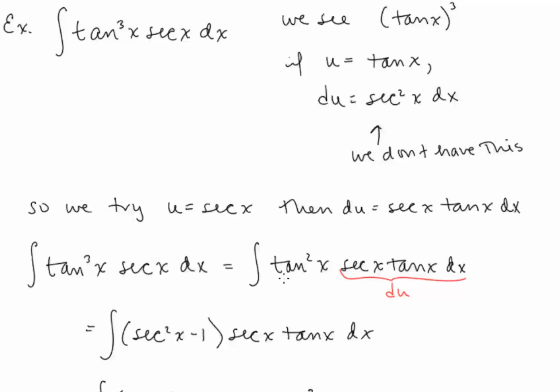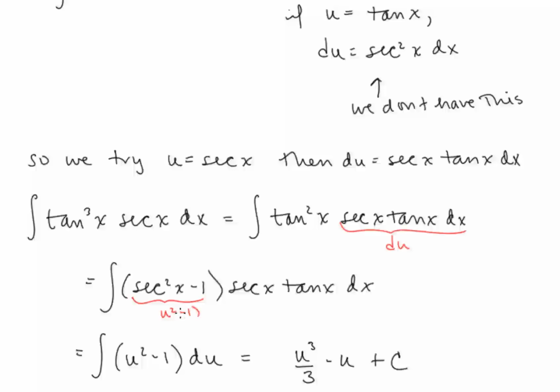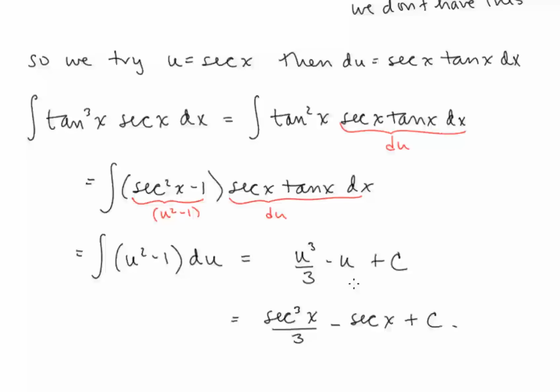But what do we have here? We have a tan square x. We need this to be written in terms of secants. Well, we know that tan square x is secant square x minus 1. And so we have a u square minus 1 multiplied by du. And so now we can integrate. That's a basic integral. And we're here.